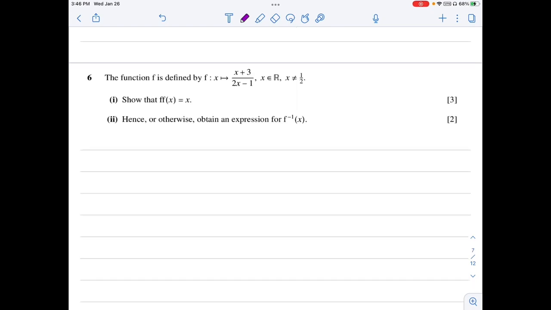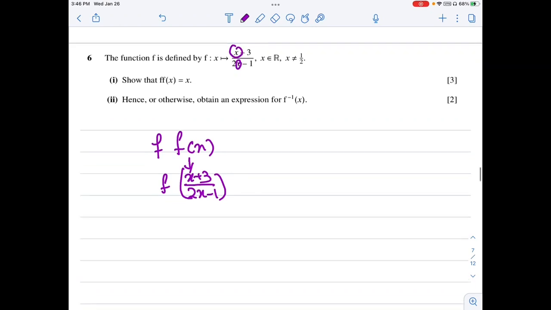The function f is defined such that f of x is equal to (x + 3) upon (2x - 1). Find f of f of x. f of x is nothing but (x + 3) upon (2x - 1). So now in f of x, wherever x is there, I am going to substitute that fraction.